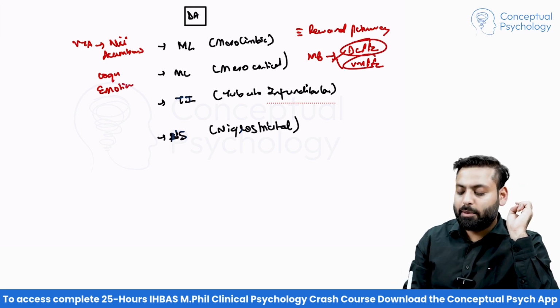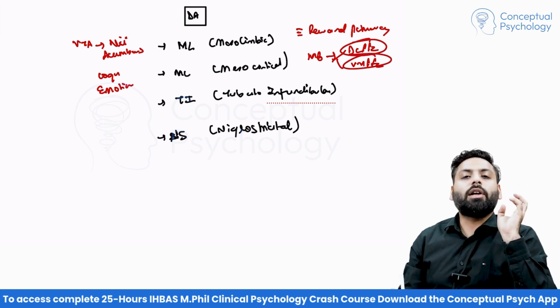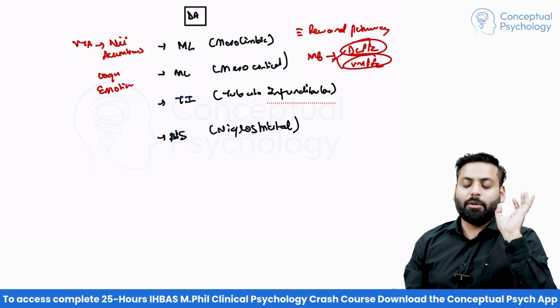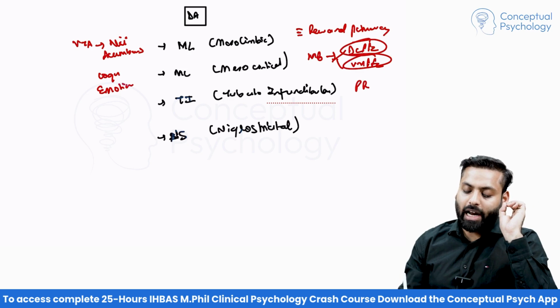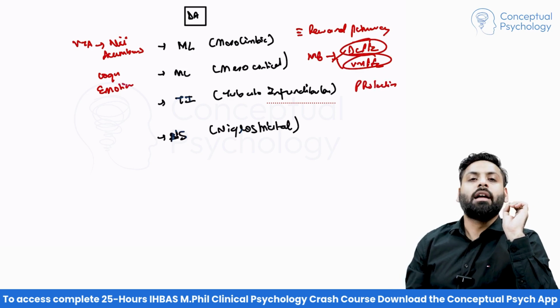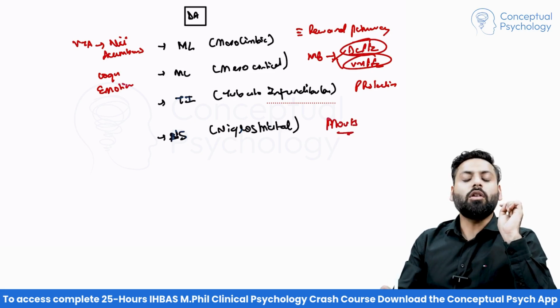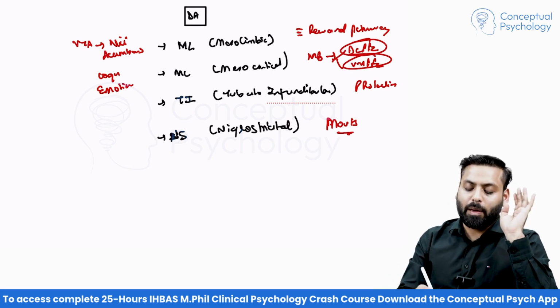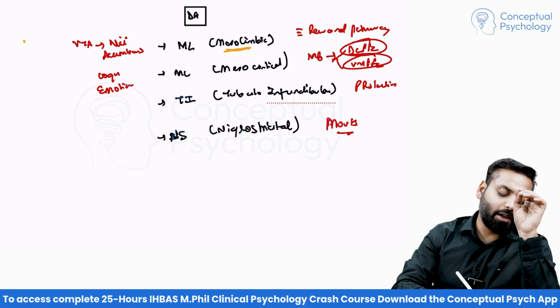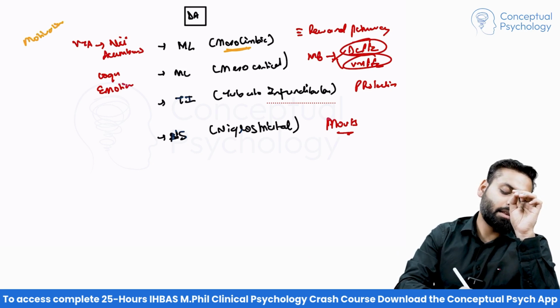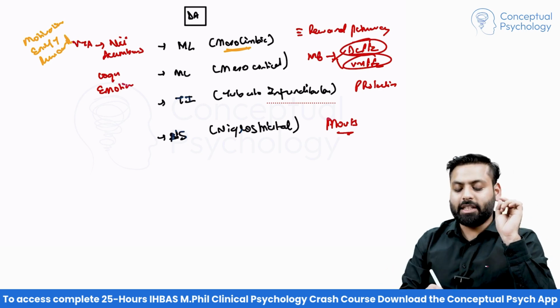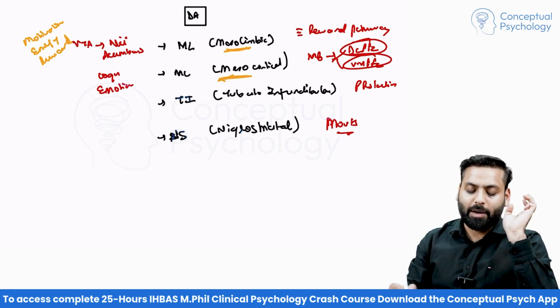Cognition DLPFC, emotions VMPFC. Tuberoinfundibular pathway. Tuberoinfundibular pathway is mainly related with prolactin. And nigrostriatal pathway is mainly related with movements. So what is the function of dopamine in the mesolimbic pathway? Giving motivation, energy, reward.